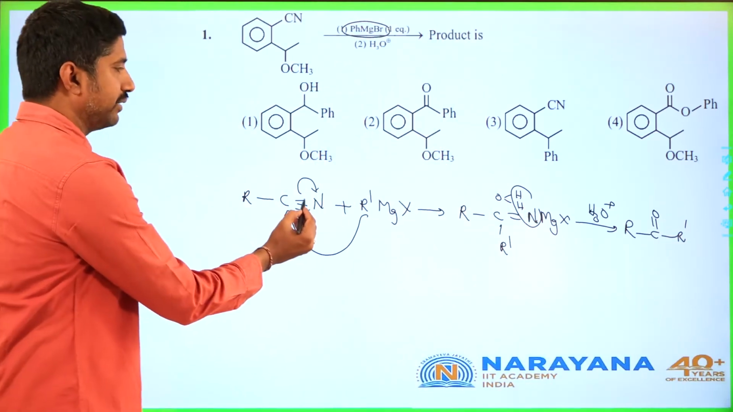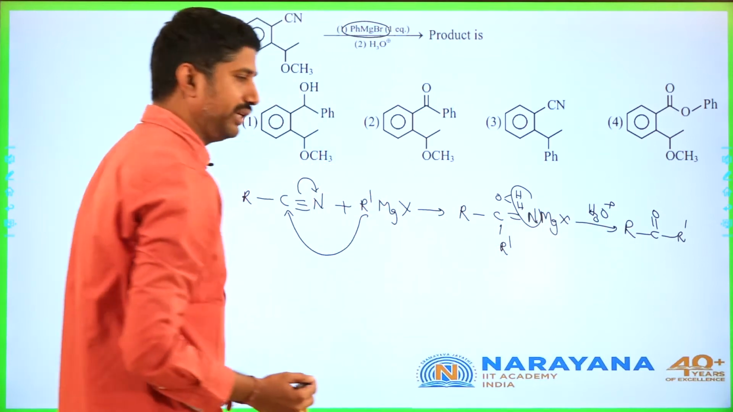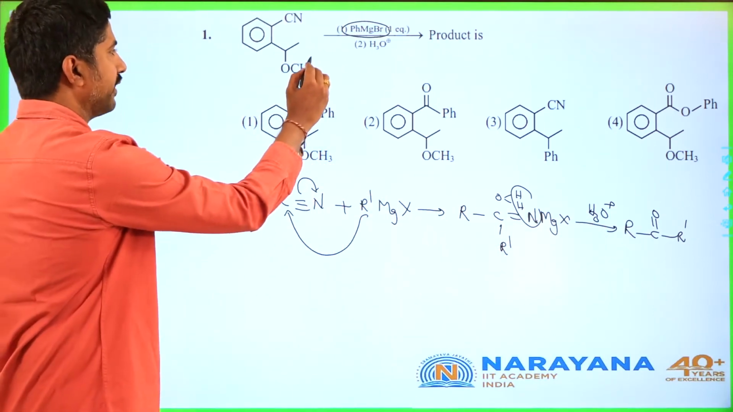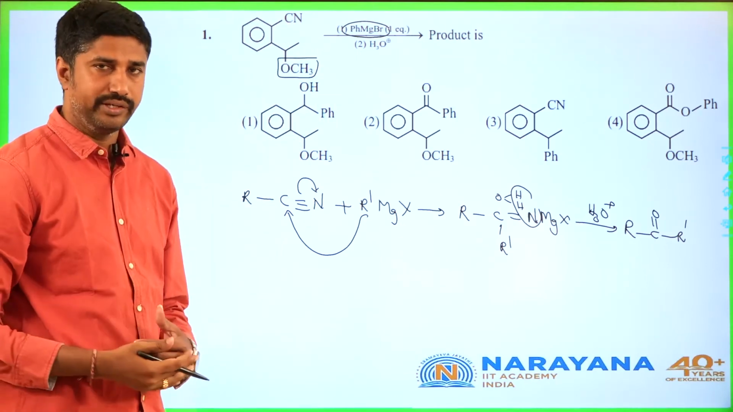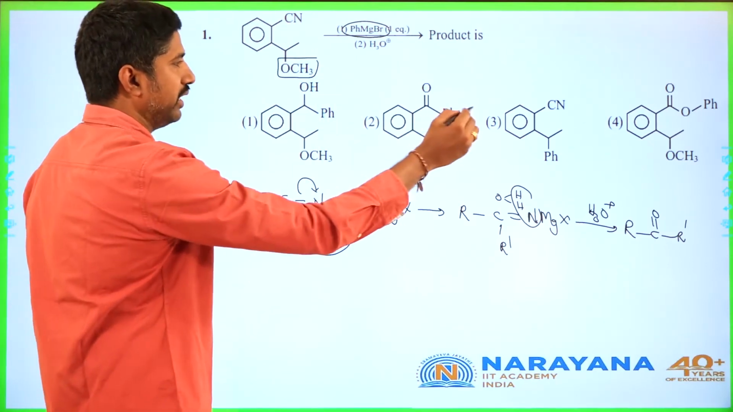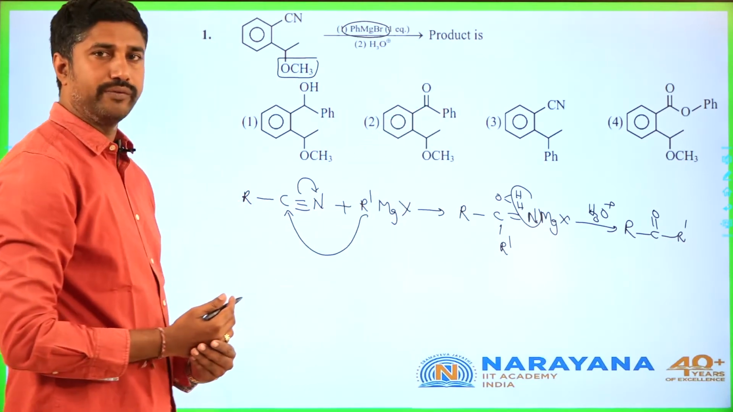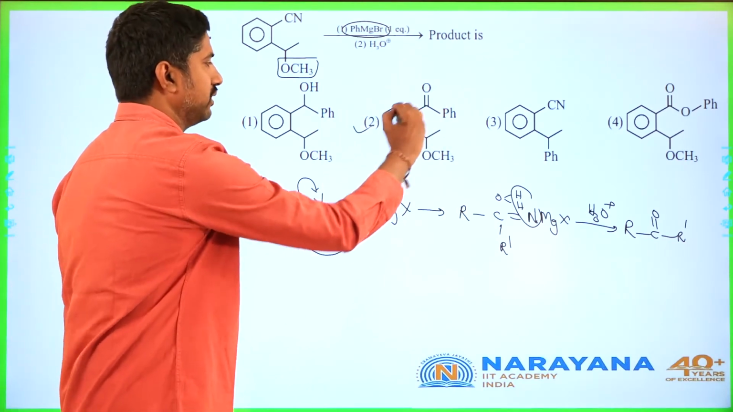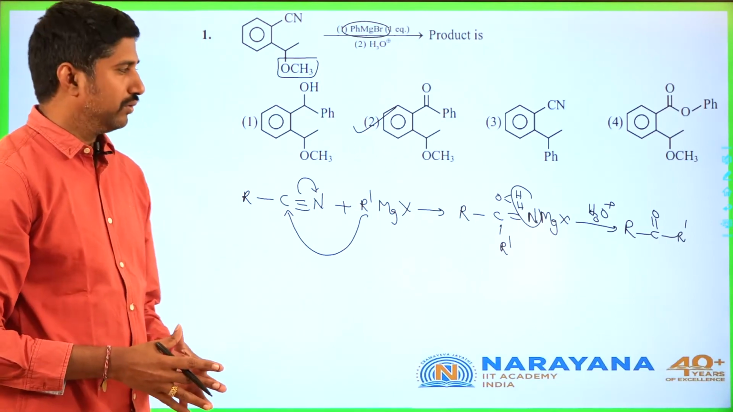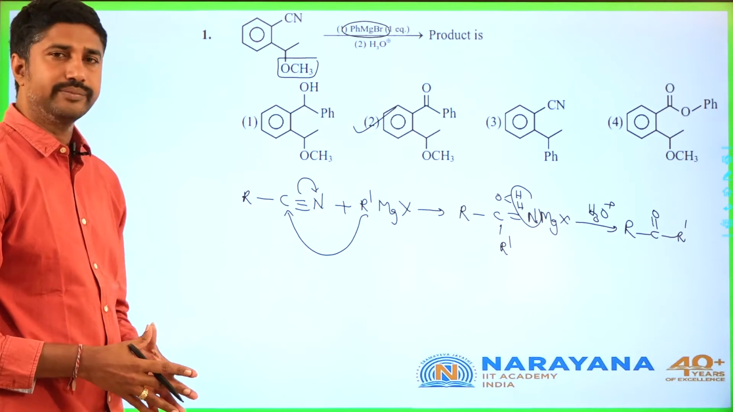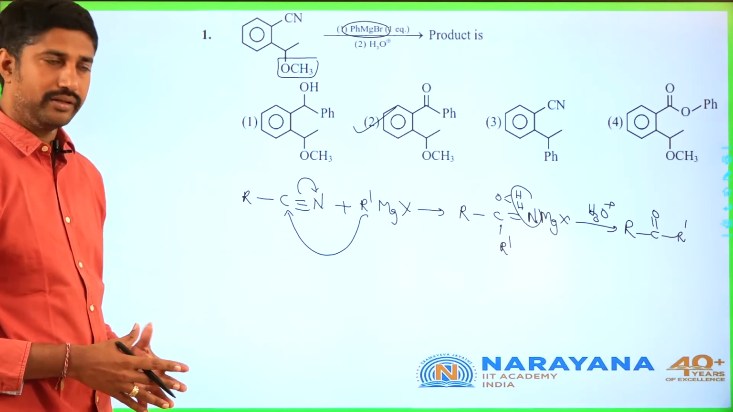The particular cyanide group is converted into a ketone group here, without affecting the OCH3. Only the cyanide group will be converted into a ketone, and among all four compounds and four options given, we can go with option 2. Right? Now this is one of the easy questions, and let's see the next question.